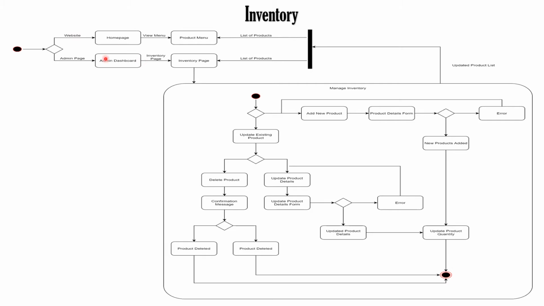For the admin dashboard, when it goes to the inventory page, it is also the same. But here, the admin can do a lot of things. They can either update an existing product or add a new product. In updating an existing product, they can either delete the product or update the product details. So you can see all the flow with details.